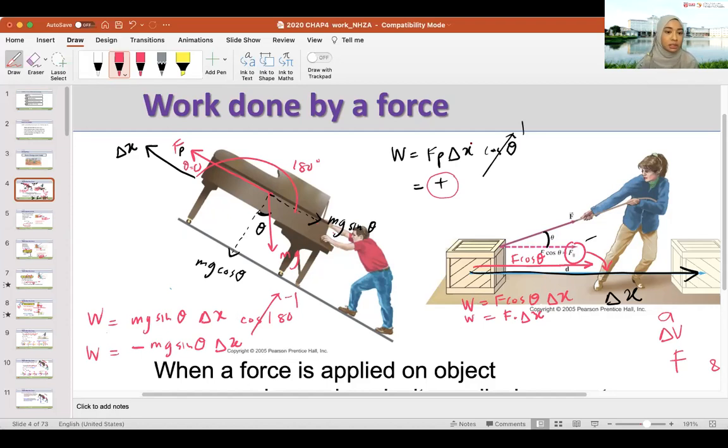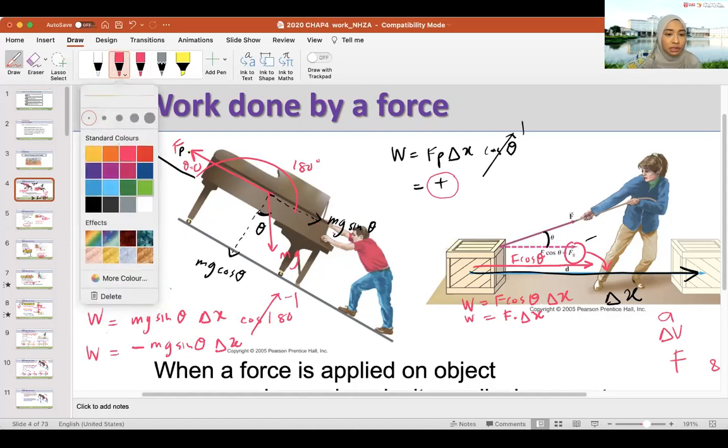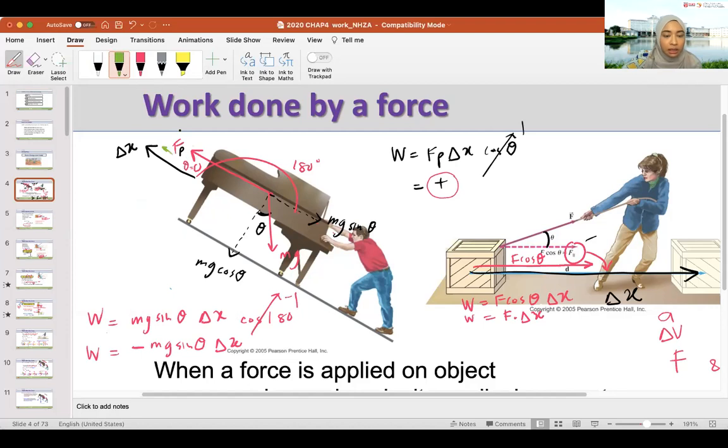So we see here, forces that are in the same direction as displacement will have a positive work done, and forces that are in the opposite direction to the displacement will have negative work done. And again, you only take into account the force parallel to the displacement.